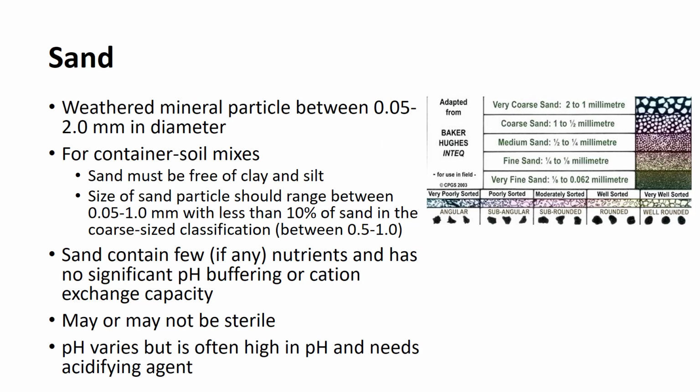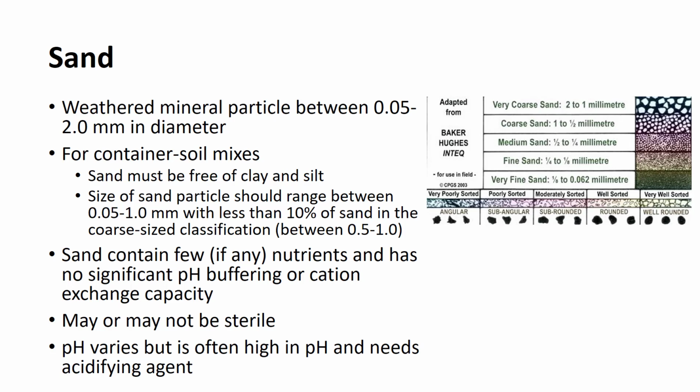Sand consists of weathered mineral particles between 0.05 and 2.0 millimeters in diameter. For container soil mixes, the sand must be free of clay and silt, and the size of sand particles should range between 0.05 and 1.0 millimeters, with less than 10% of the sand in the coarse size classification between 0.5 and 1.5 millimeters. The mineral composition of the sand is related to the rocks from which it was formed.